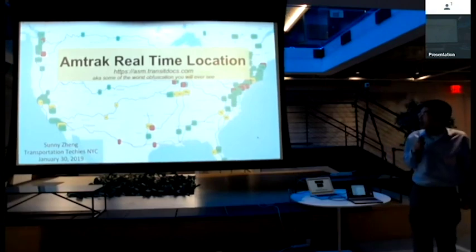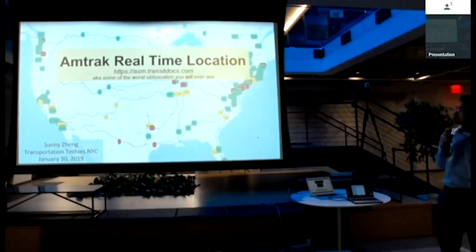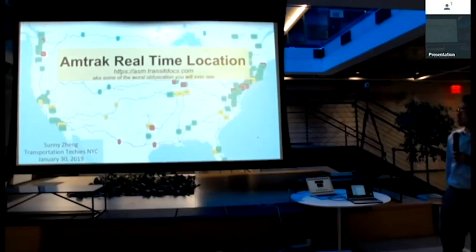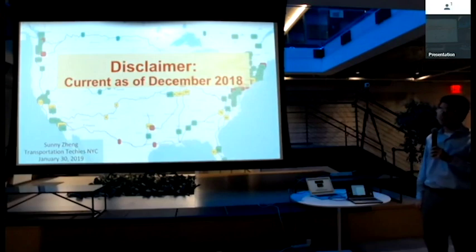Okay, so some of you may have used this tool. So this is going to be a story of how I created it and why it exists. And yes, it is some of the worst obfuscation of data you will ever see. Quick disclaimer, this presentation is current as of last month. Amtrak has made some changes to their site, so it may not be 100% representative of what's actually there now.